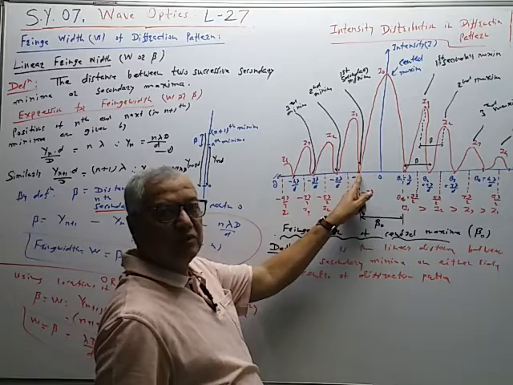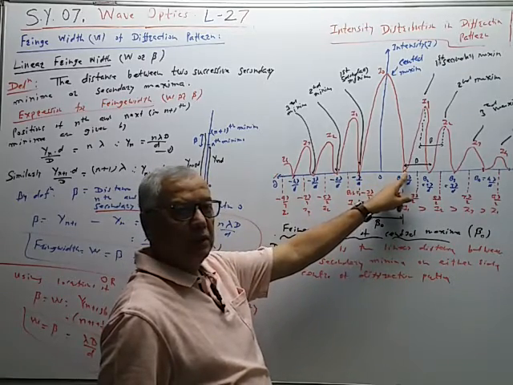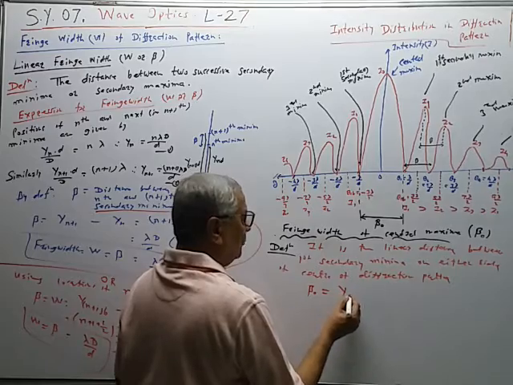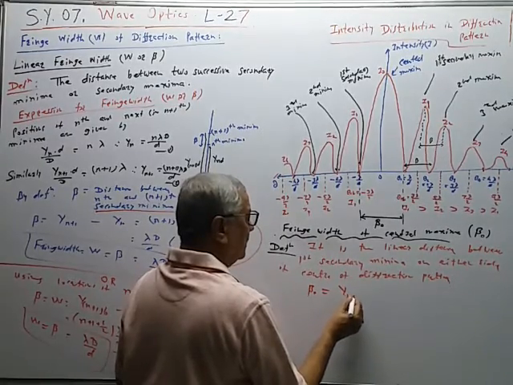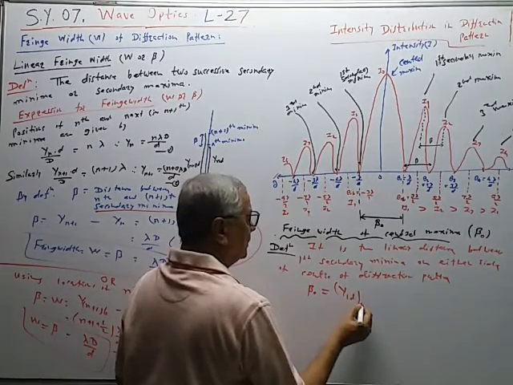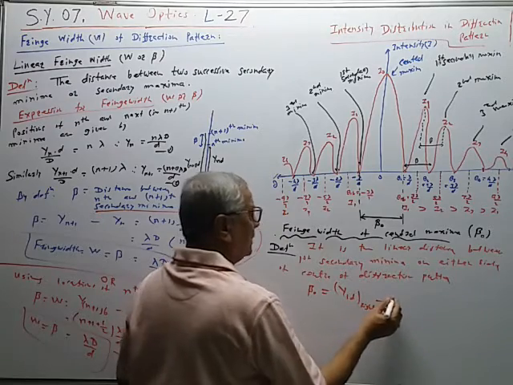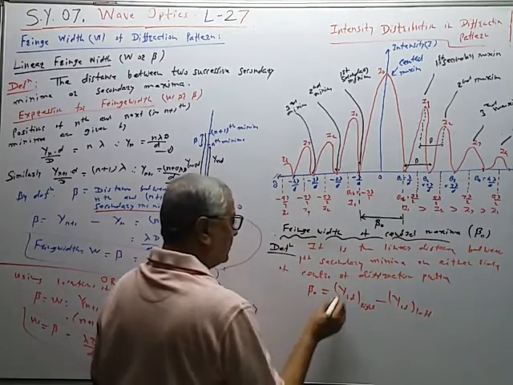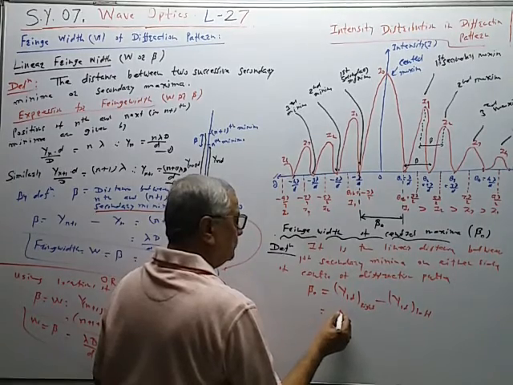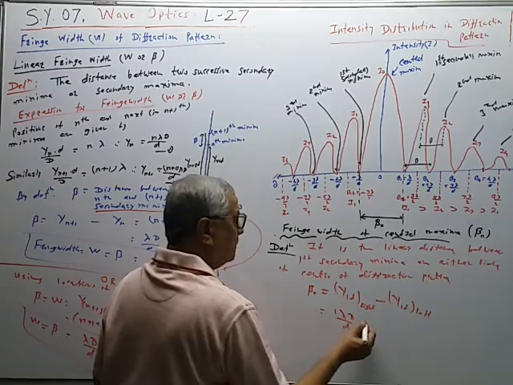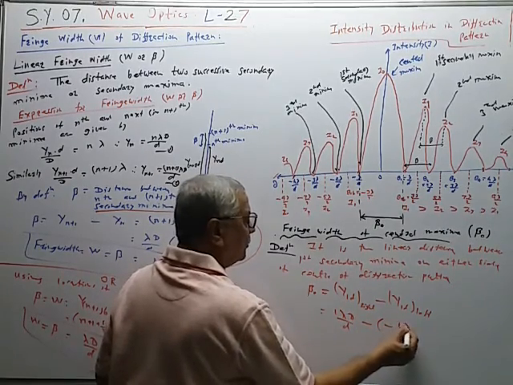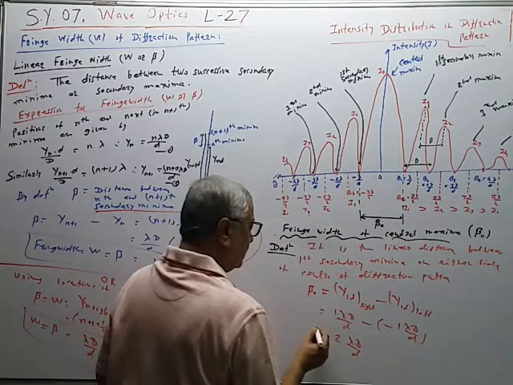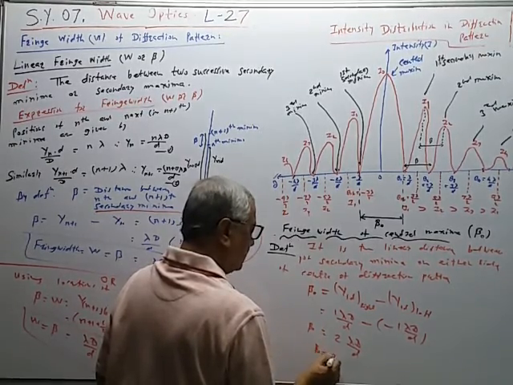So this is the first minima on the left hand side. This is the first minima on the right hand side. So it is like this. Beta 0 is equal to y1 on the right hand side minus y1 on the left hand side, and therefore this is equal to 1 into lambda into D minus (minus 1 into lambda into D) upon d. So this is equal to 2 times lambda D upon d. So that is beta 0 is equal to 2 times beta.